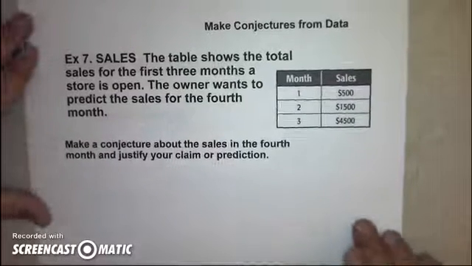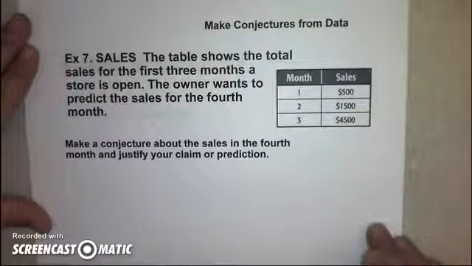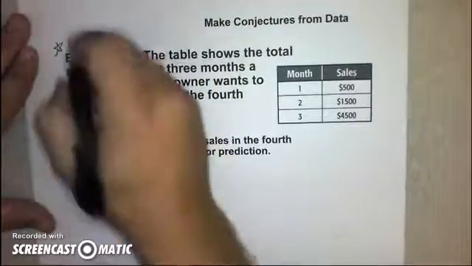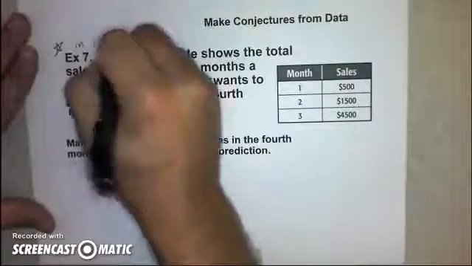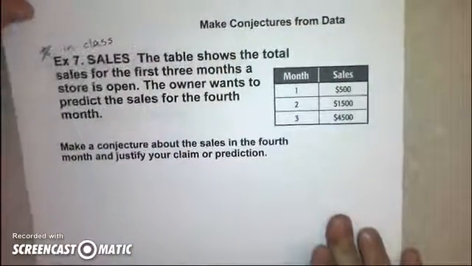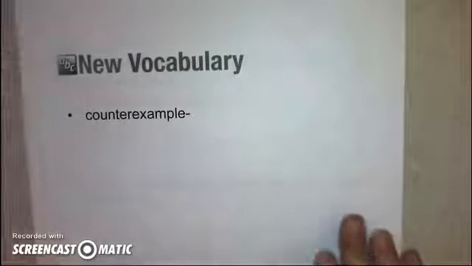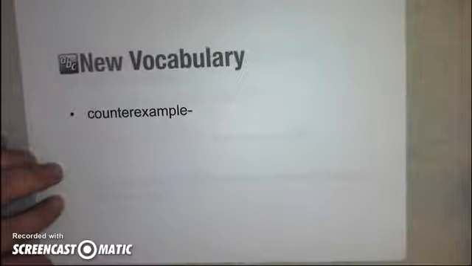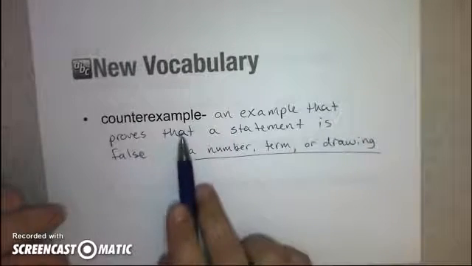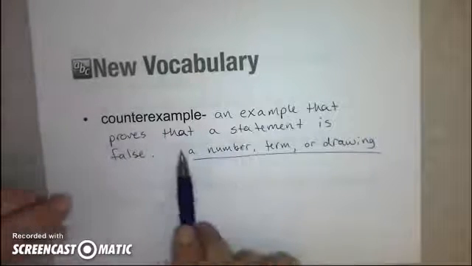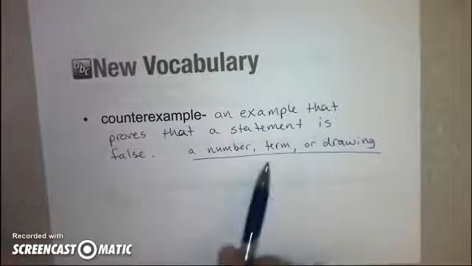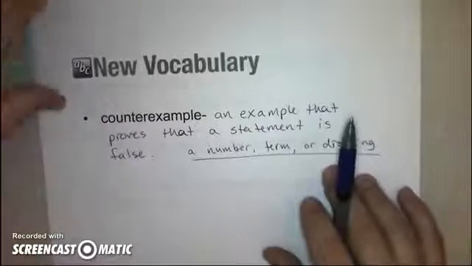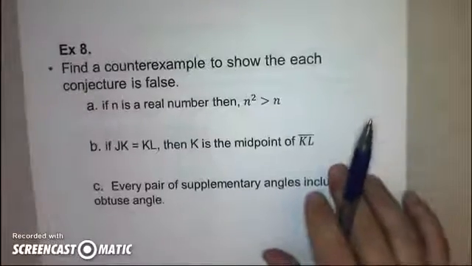Alright, now here's one other thing we can do. We can use conjectures to help us make predictions. We're actually going to come back to this example and do this one in class. So make yourself a little note. We'll come back to this one because I want to share with you in class about how to make those predictions. But the other main idea we want to talk about in this lesson is the idea of a counterexample. And a counterexample has this definition. A counterexample is any single example that proves that a statement is false. Could be a number, could be a term, could be a drawing that shows that a statement is actually false. So we're going to look at how to come up with counterexamples in this next example.